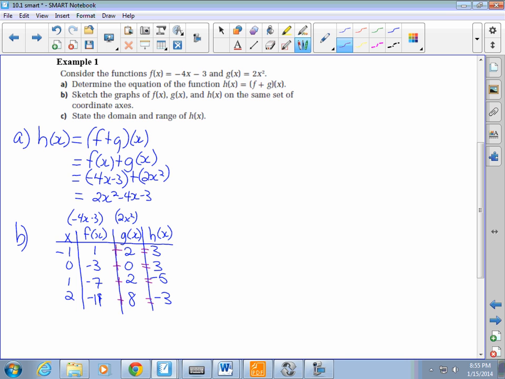Because the question was saying, what is f of x plus g of x? I could have substituted my values in there, but then I would have to substitute both values in there. I would have had to do negative 4 times negative 1 minus 3 plus 2 times negative 1 squared, which would just give me 3. So the quicker way to do it is to just add your f of x and your g of x together.